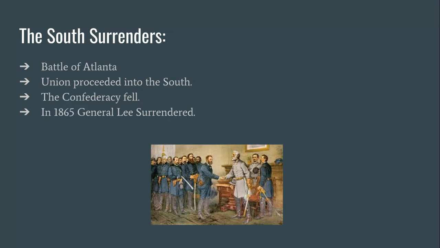The South surrendered at the Battle of Atlanta. The Union proceeded into the South. The Confederacy fell because the Union was way too strong. The Confederacy had been bombed by the North, and they were starting to really fall apart. So in 1865, General Lee surrendered.